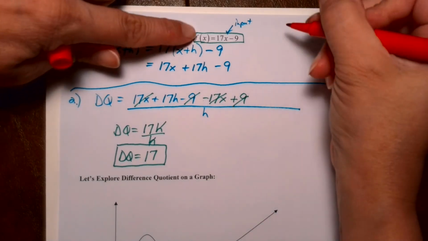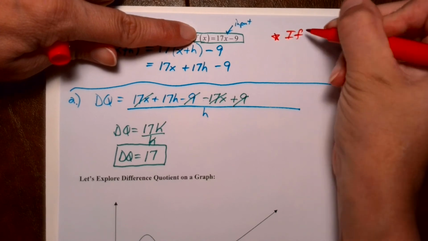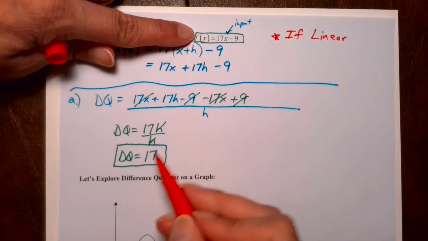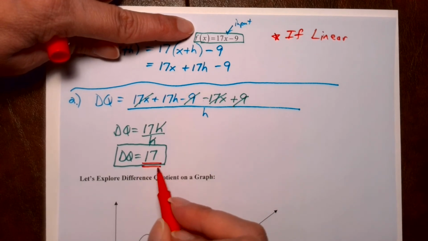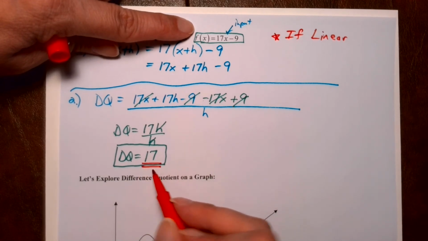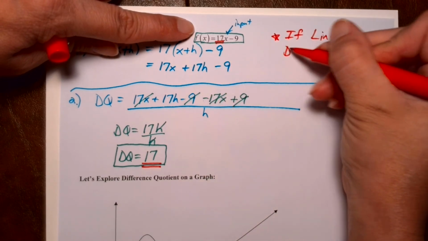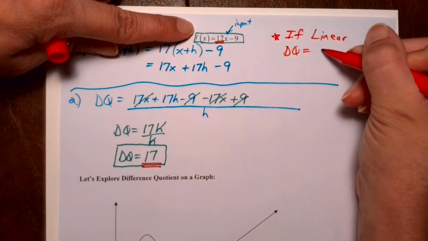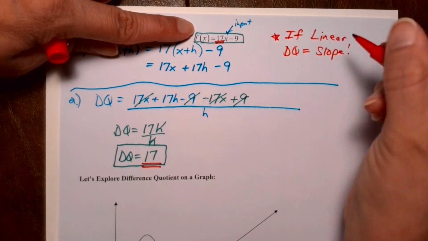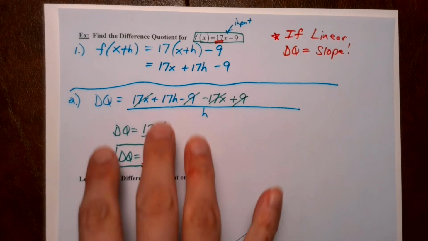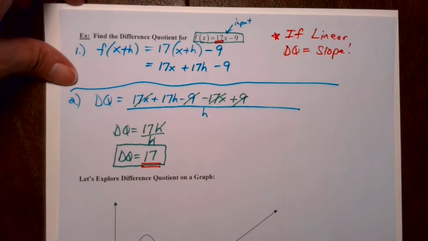If your function is linear, what do you notice about the answer of the difference quotient? The difference quotient is equal to the slope. So you can tell if your work is going to be correct. But you still have to walk me through the steps, right?